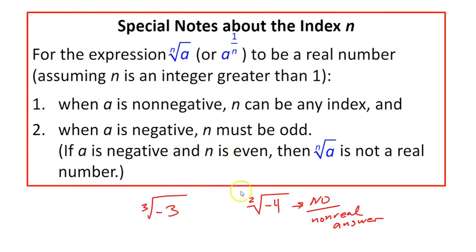Notice I can have any index I want here, because we're dealing with nth roots now. So I can have 4, 5, 6, 7, 8. And if it's an odd number, then yes, I can have a negative. But if it's even, then I cannot have that.